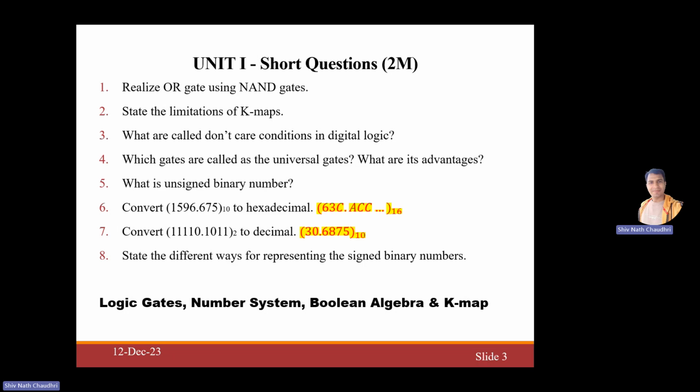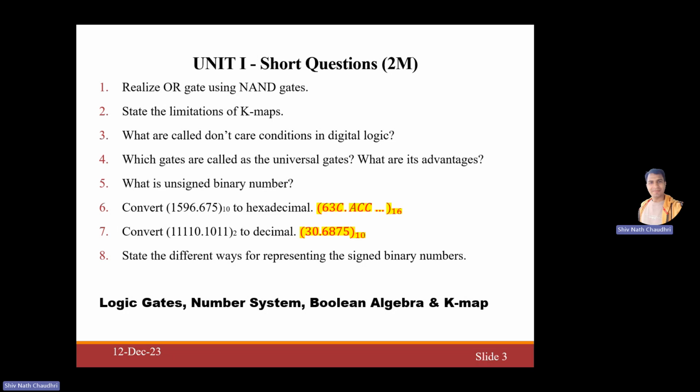The third question asked what are called don't care conditions in digital logic. So don't care conditions are the skipped input combinations in a truth table. Those can be used just to simplify or minimize the Boolean expression, but we don't bother about the output of those input combinations.